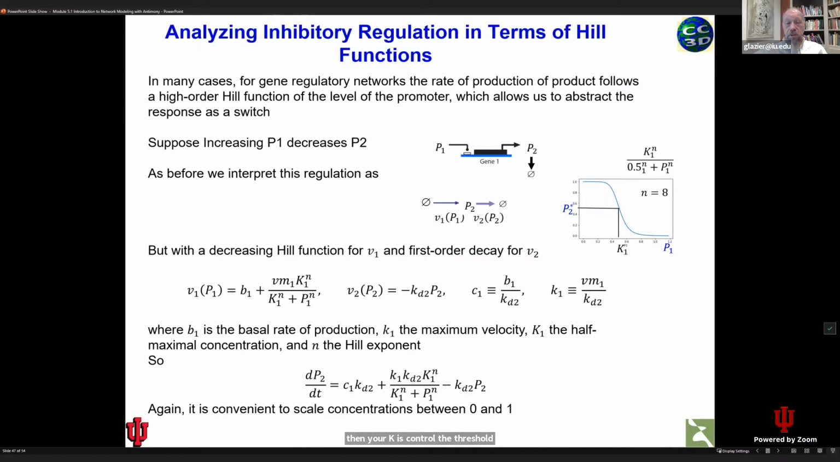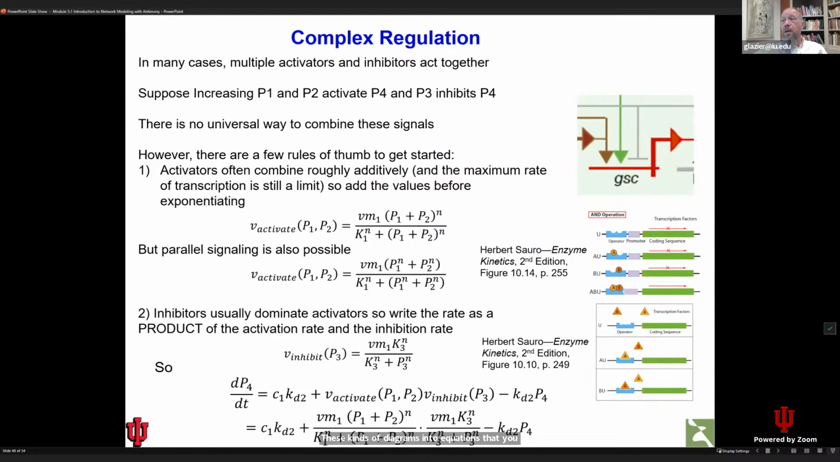The same thing for inhibition. I'm running out of time, so I'm not going to go through the inhibition in detail. If somebody's interested, I'm happy to meet with you and walk through how to translate these kinds of diagrams into equations that you can act on.